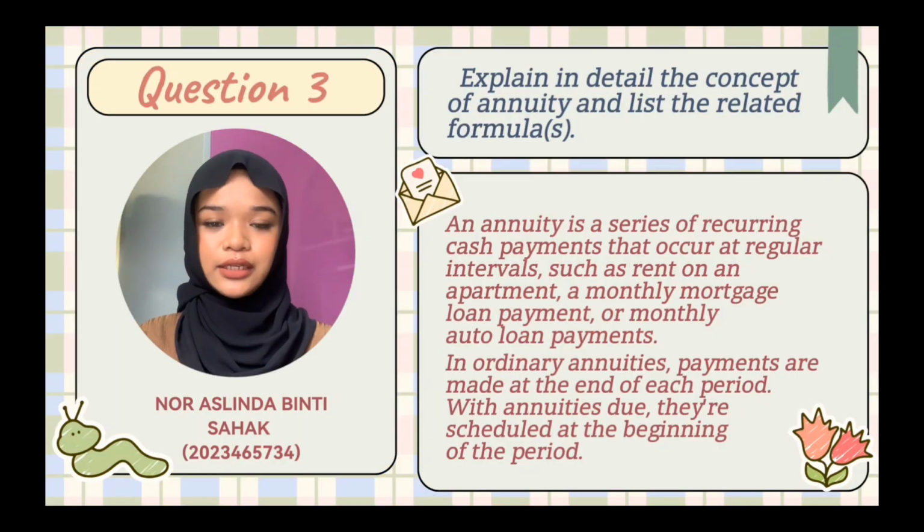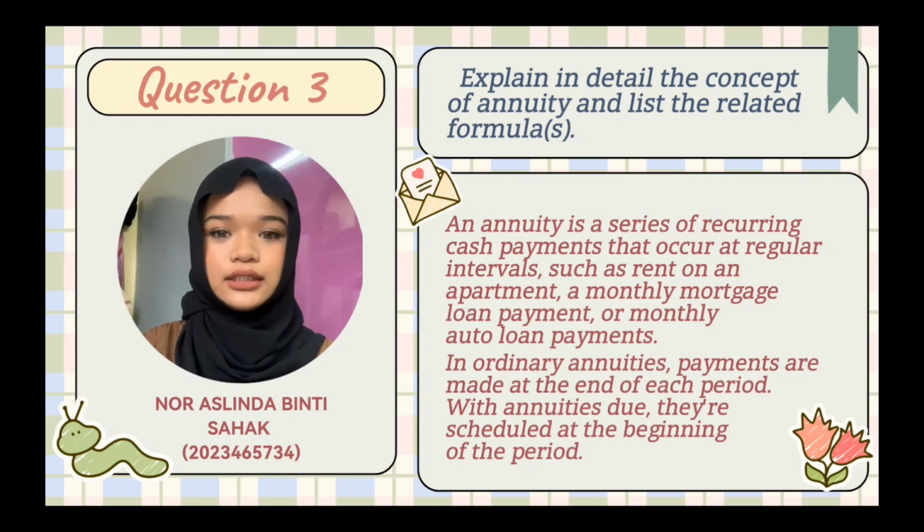Question 3. Explain in detail the concept of annuity and list the related formulas. An annuity is a series of recurring cash payments that occur at regular intervals, such as rent on an apartment, a monthly mortgage loan payment, or monthly auto loan payments. In ordinary annuities, payments are made at the end of each period. With annuities due, they are scheduled at the beginning of the period.